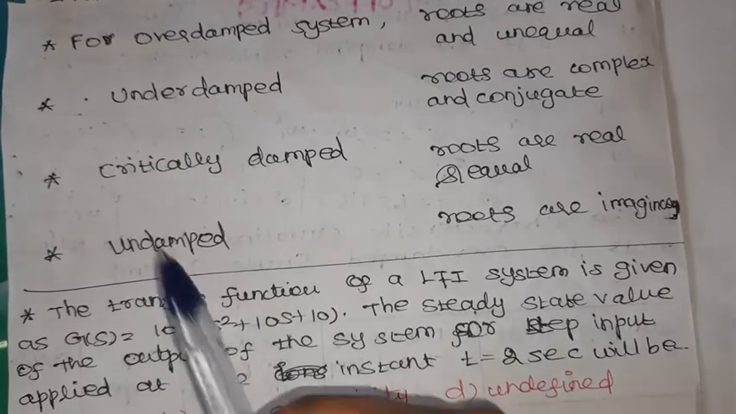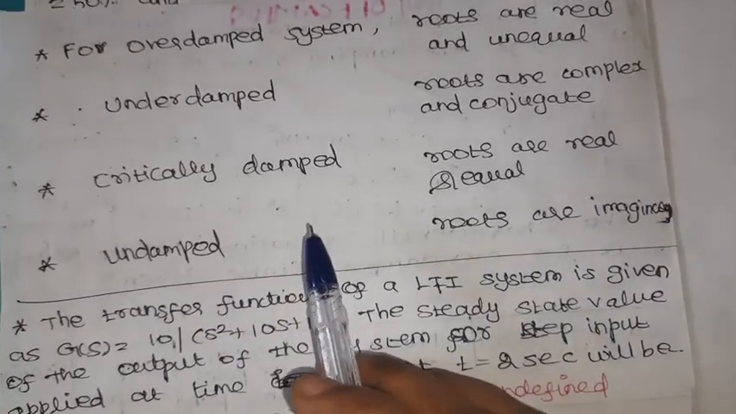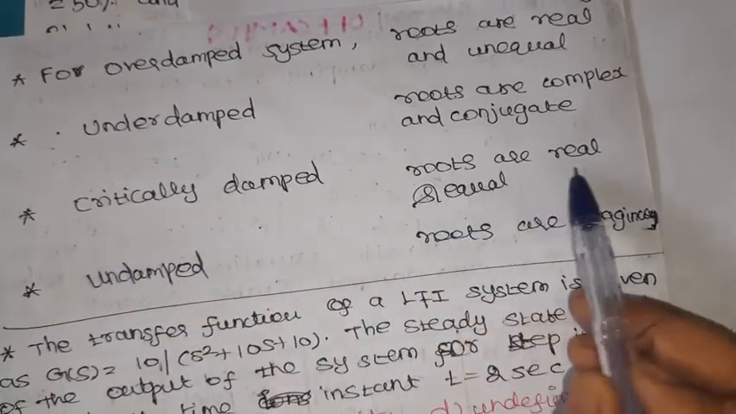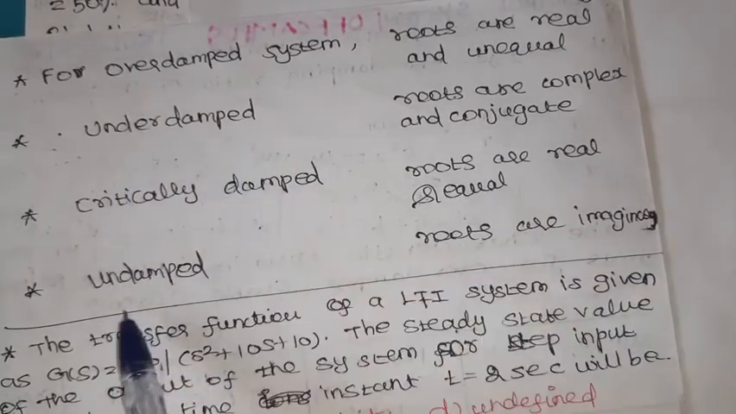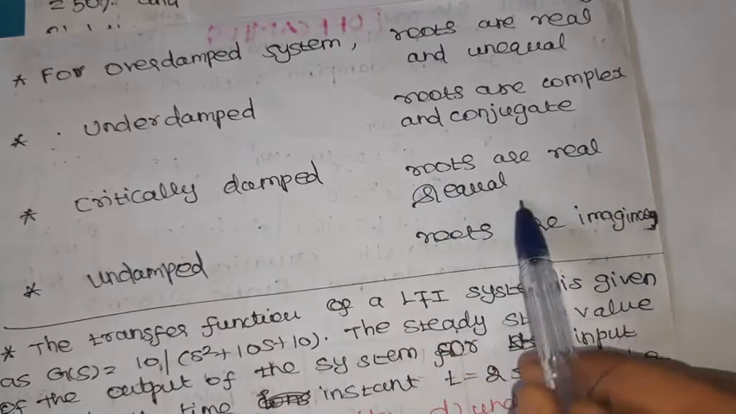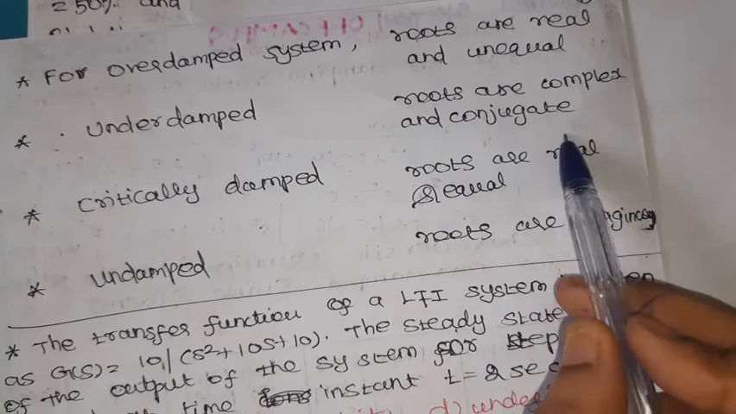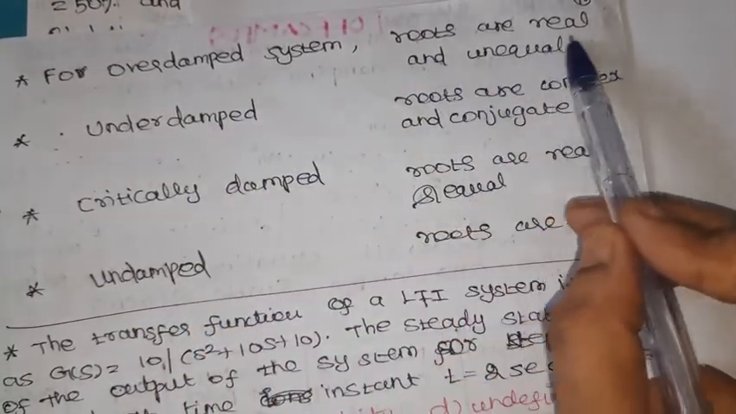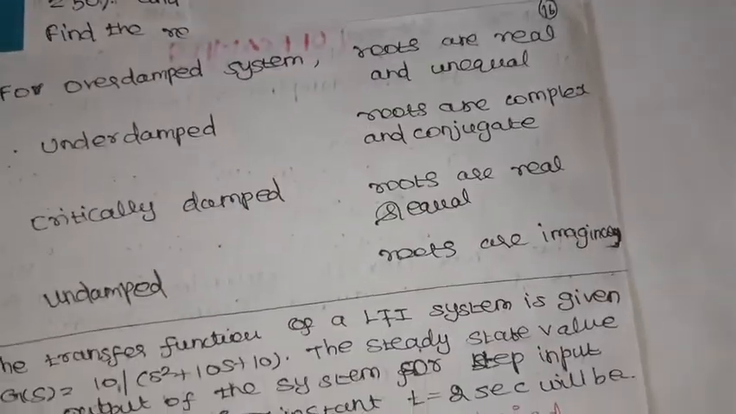For undamped, roots are imaginary. We should memorize these. For critical damping, roots are real and equal. For underdamped, roots are complex conjugate. For an overdamped system, roots are real and unequal.